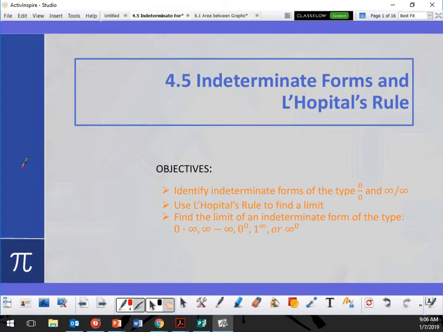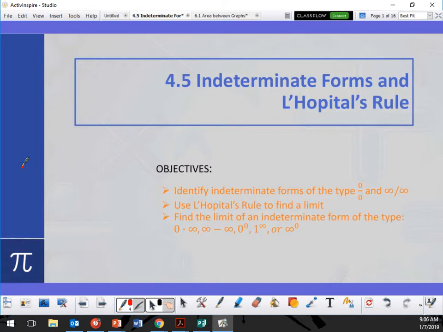All right. Okay, so indeterminate forms and L'Hopital's rule. So now, this is where it comes into play where it's really easy. You know those limit problems that you really, really hate? This makes them really, really easy. But there's a couple things that have to happen first for this to work.